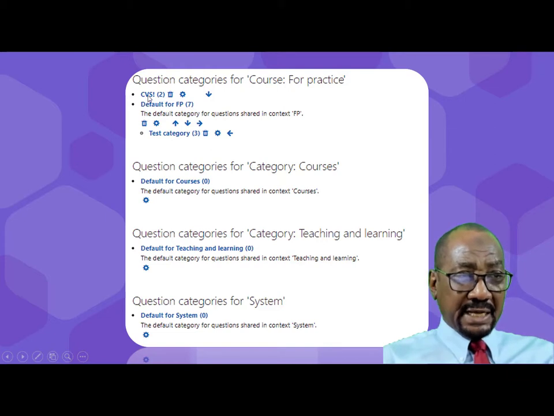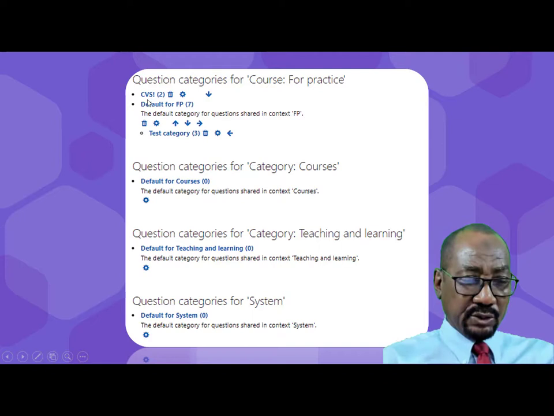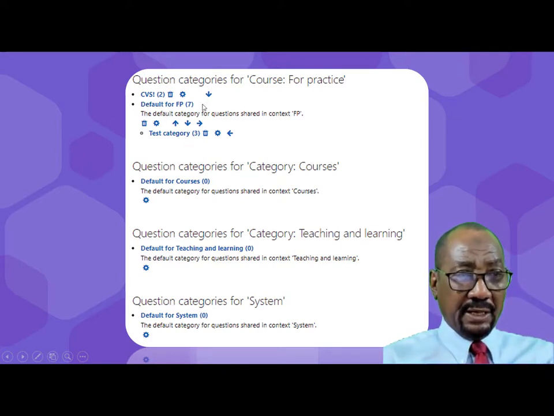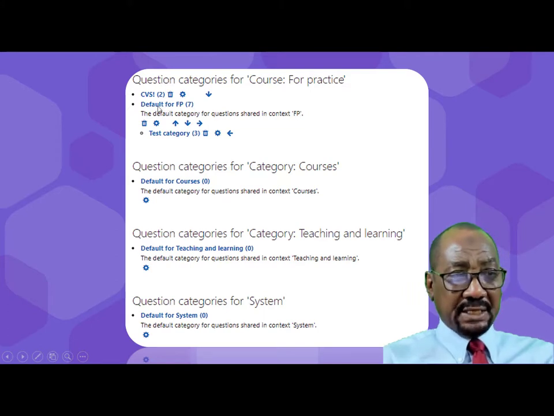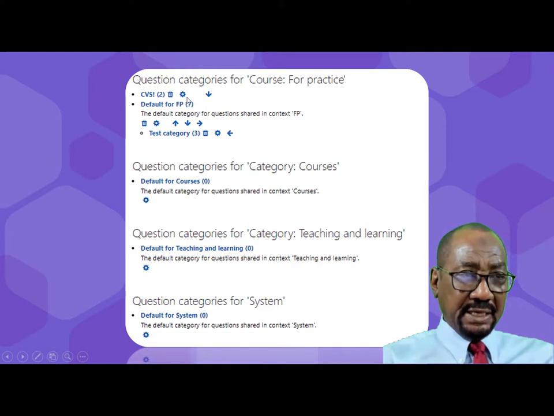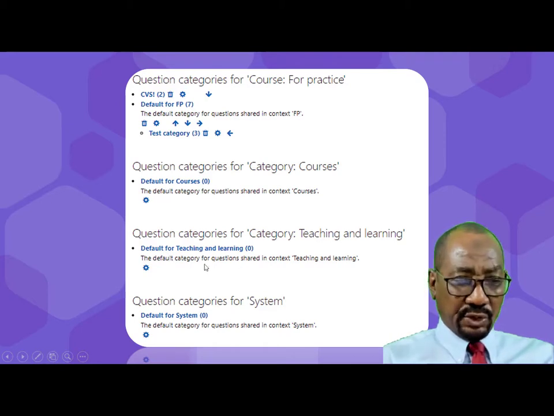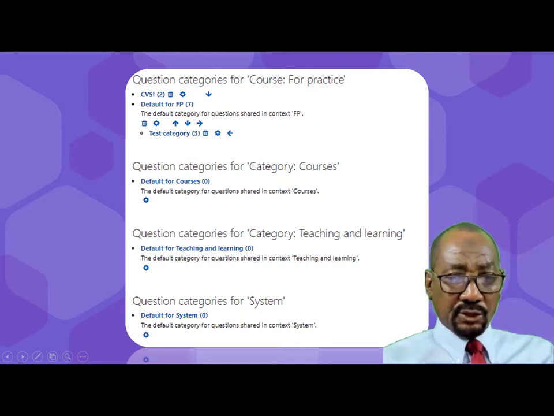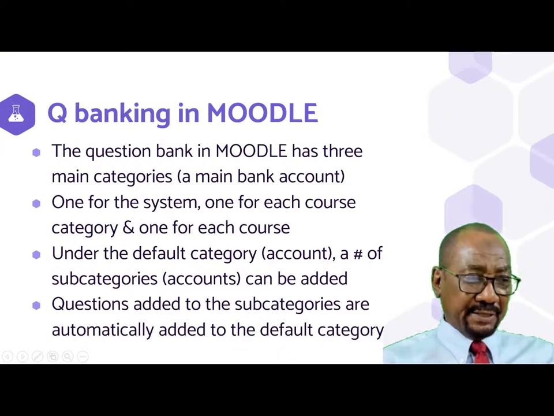Now, this one is created because the questions in this category were imported from a bank. So when you import a bank, it creates a separate category. It is in the course, but it is not a subcategory of the default for the course. And as you can see here, there is a default for the course category, and there are 0 questions there. And there is a default for the teaching and learning category also. There are 0 there, and there is a default one for the system. So these are the 3 levels.